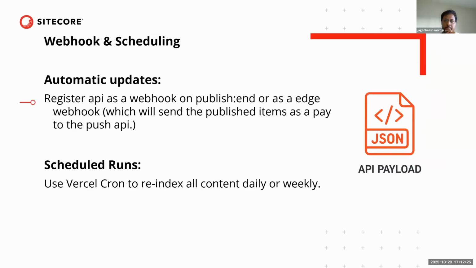And then the webhook. Because of how flexible this API is, we can integrate it in both ways, like as a webhook on publishing. We can add this API as a publish end webhook, or else an Experience Edge webhook based on the need, so that as and when the publishing reaches Experience Edge, this API can be triggered via webhook, and that will push the item content to Coveo. And as I mentioned, scheduled jobs: you can use Vercel cron to reindex all the content daily or weekly, based on the time we mention.